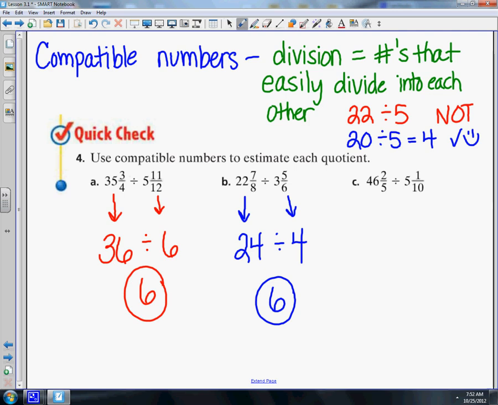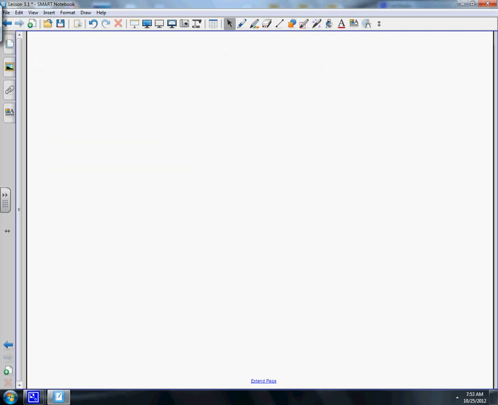So 46 2/5. If I round that to 46, that does not divide easily into 5. So those are not compatible numbers. So what I'm going to do is go down even more and go to 45 because that divides really nicely into 5, which equals 9. So you might have to go a little bit far on your estimating, but do that to make the problem easier because division can get really messy. We want to keep it nice and clean. All right, that is it for your notes.